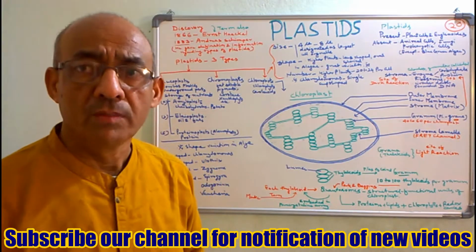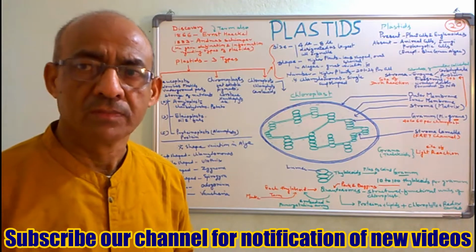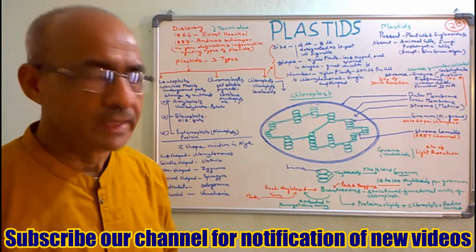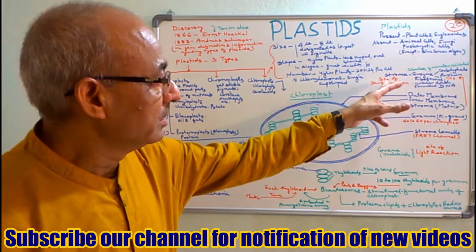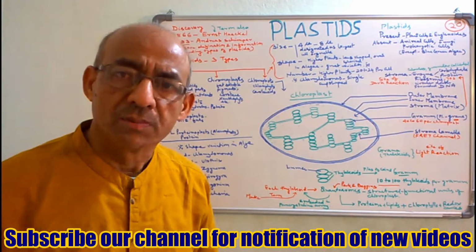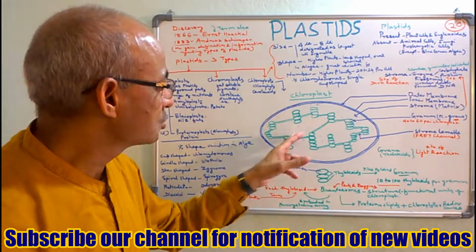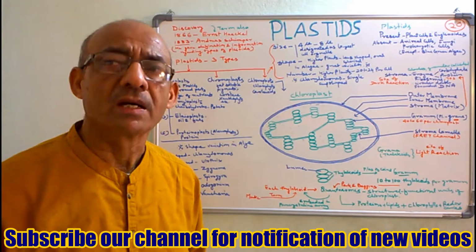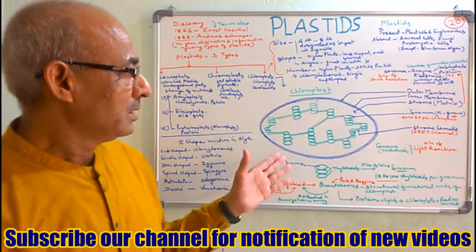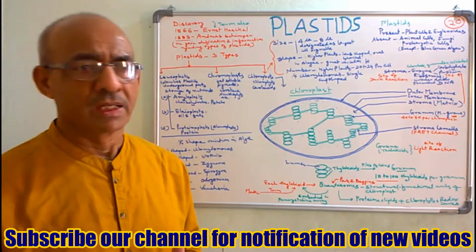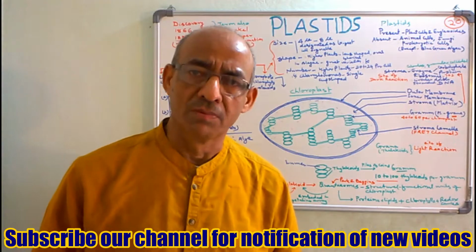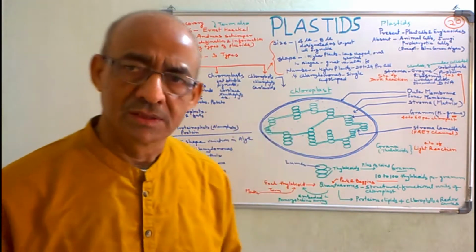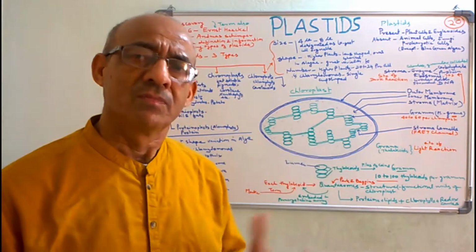And one more important piece of information you should know here: in the stroma, the dark reaction takes place. That means the stroma is the site for the dark reaction. Now, more or less, we have completed the description of plastids as well as chloroplasts.